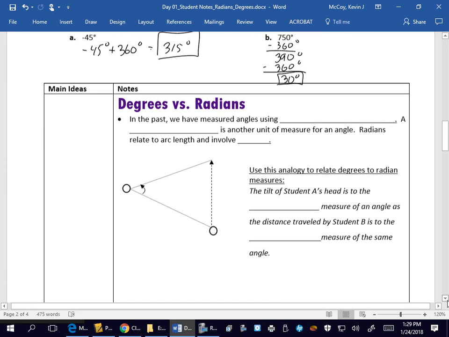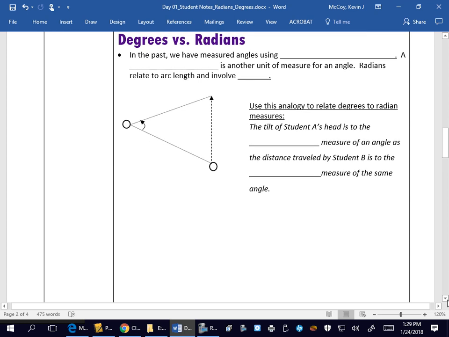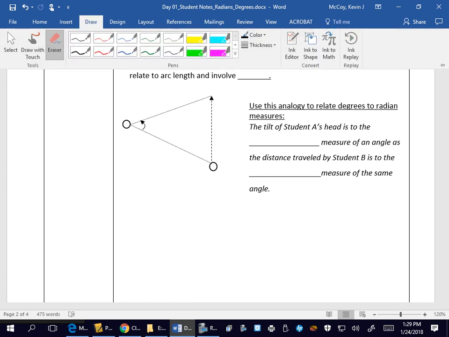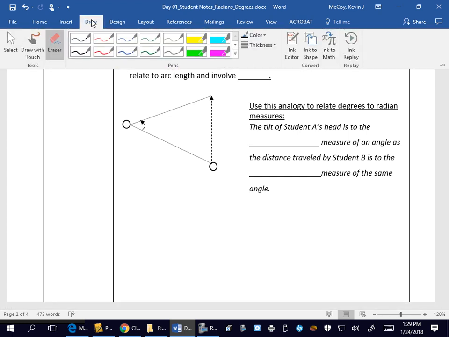All right. So now that we've talked about degrees, which is what most people have measured angles in up to this point, there's another way to measure angles, and it's called a radian. It's this thing right here. Let's erase that. So that's that thing right there. It's called a radian.